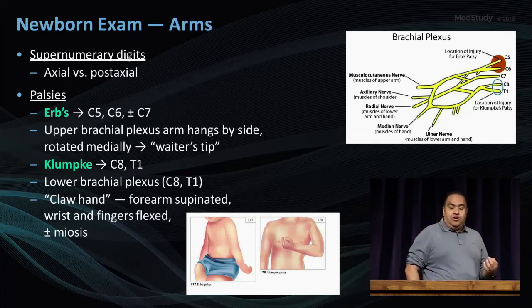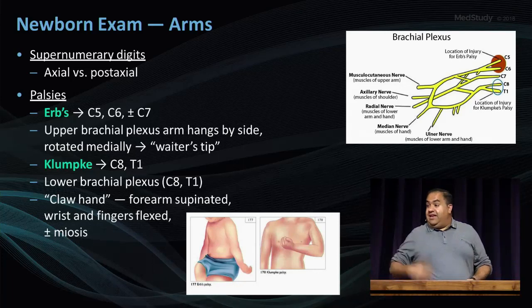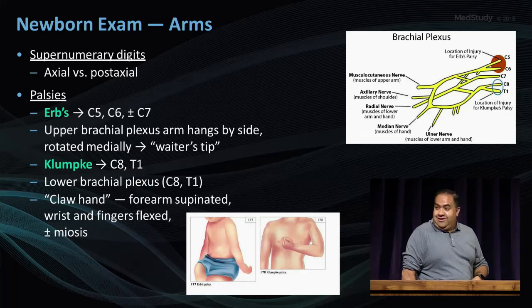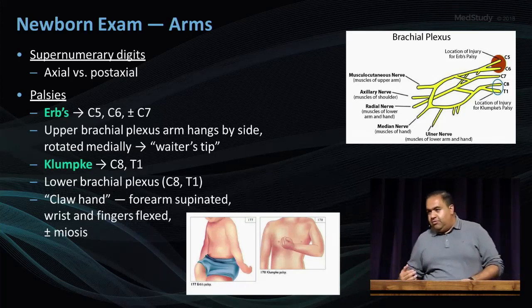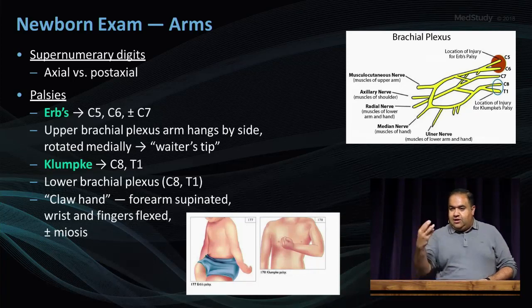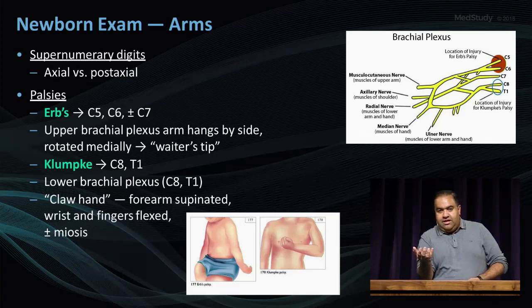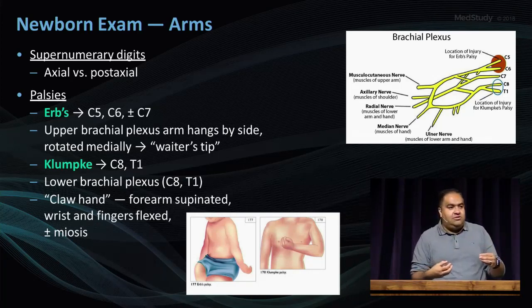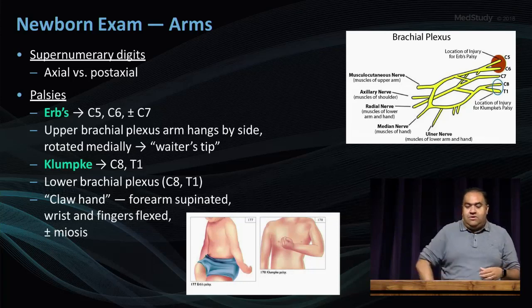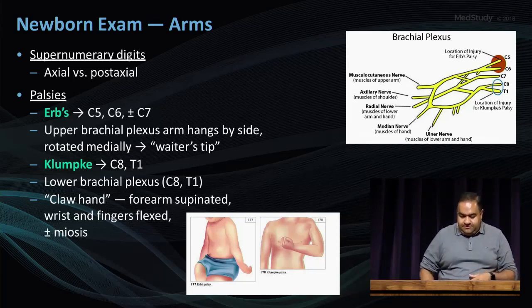The question between Erb's and Klumpke's is what's the grasp? In a waiter, if you put money in a waiter's hand, they're not going to let go of that money. They're going to hold on to their money, all right? So grasp is intact in Erb's Duchenne palsy, whereas Klumpke is the claw hand. This is a lower brachial plexus injury, C8 T1. Your forearm is supinated, so you're like holding a soup bowl, and your wrist and fingers are flexed. So they have a kind of clumsy claw hand, and if you put money there, you can easily pull it out of their hand. So the grasp is not intact in Klumpke, whereas the grasp is intact with Erb's Duchenne. All right?